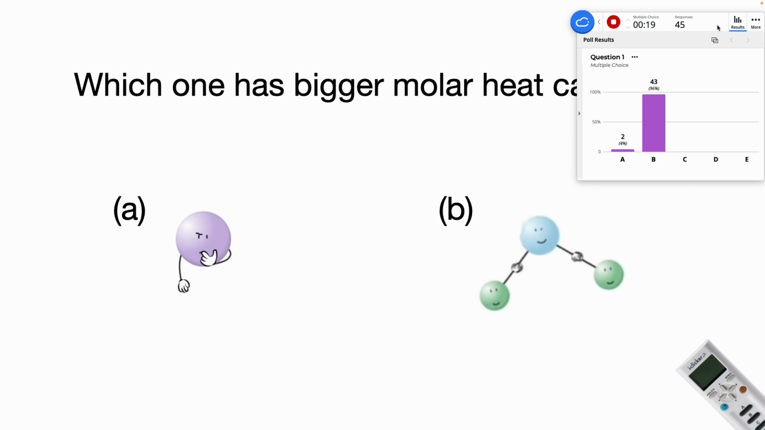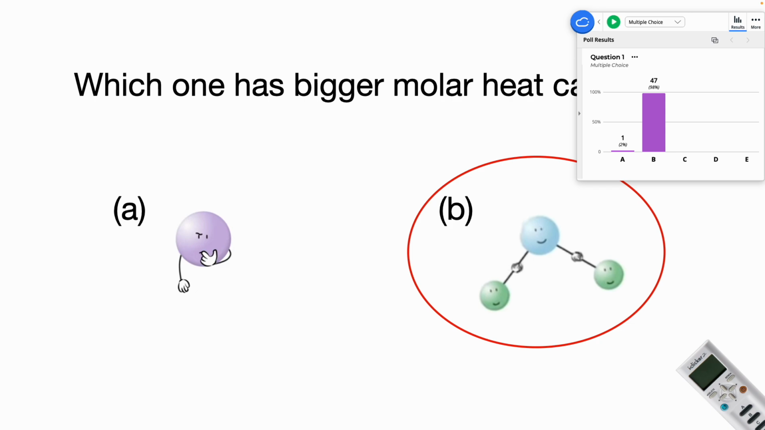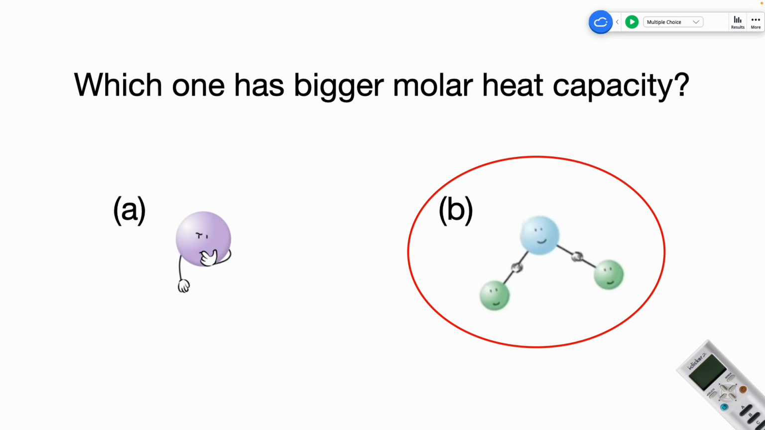The answer is B. Because for a triatomic molecule, increasing temperature means increasing the energy in the form of translation, vibration, and rotation. It's harder. You need more heat to increase all of them. So that means a bigger molar heat capacity. Any question? Good. So the equipartition theorem is a classical theorem.